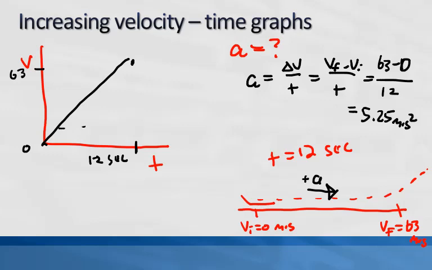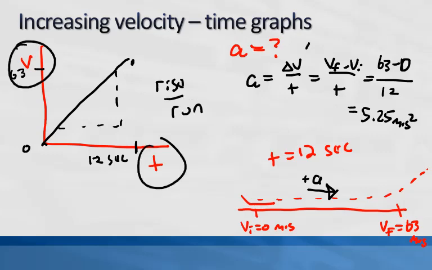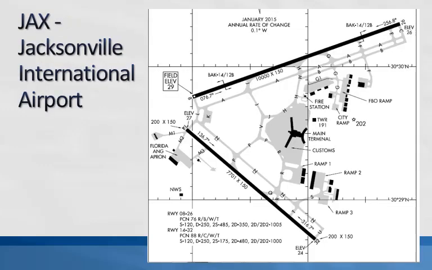Now we could also get the slope of the graph. Remember, rise over run. The rise is velocity, the run is time. So rise over run, and we get the slope as the acceleration.